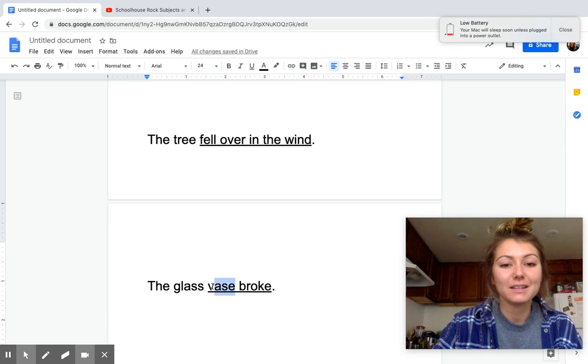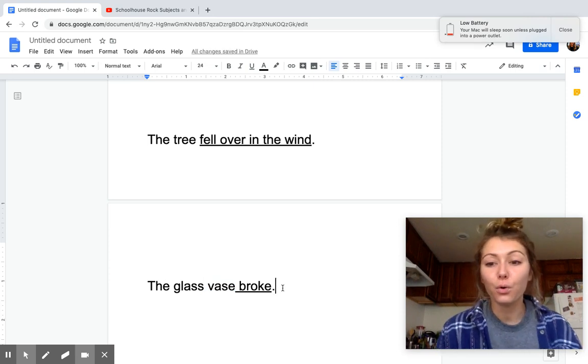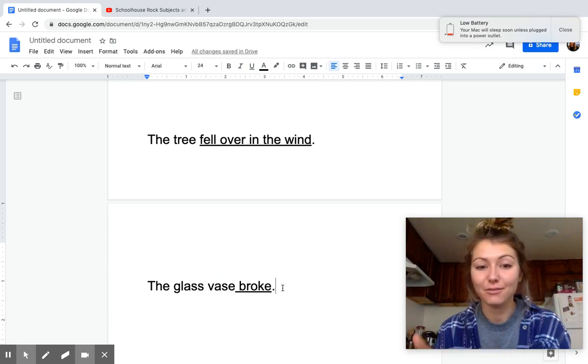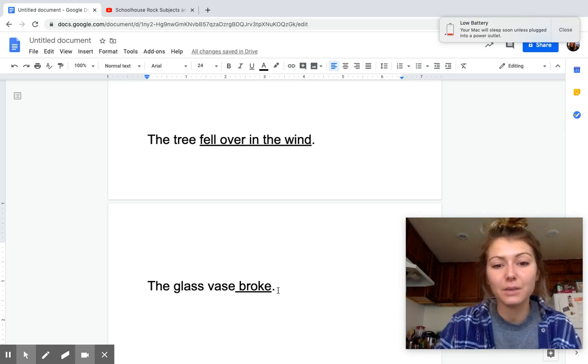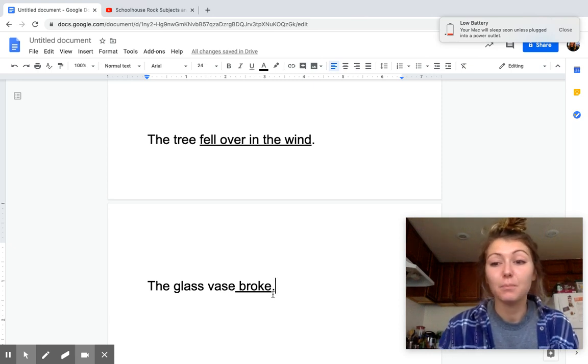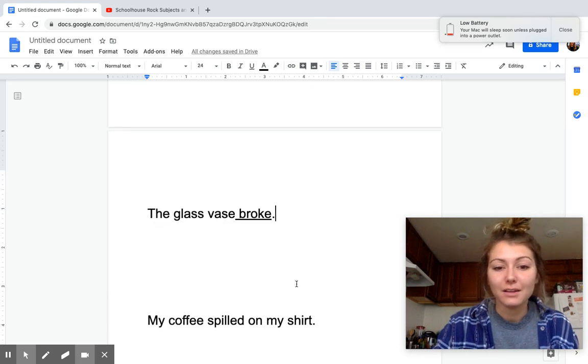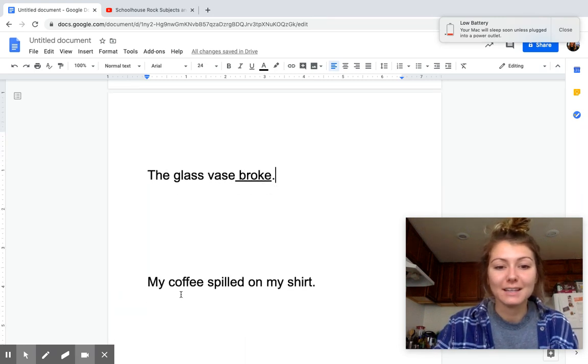I'm wrong because the glass vase is the subject. The whole subject is the glass vase. Glass describes the vase. That's what it's made out of. And the only predicate here is broke. It just broke. The glass vase, subject, broke, predicate. We'll move to our next example.